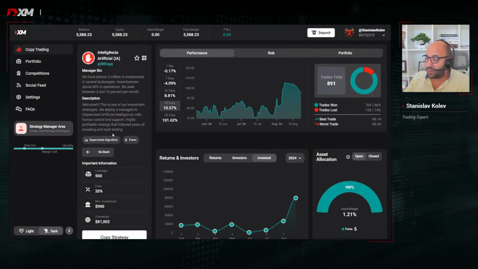Let's see what it is all about. We have almost 3 million in investments in several brokerages. Assertiveness above 80% in operation. We seek between 3 and 10% per month. Welcome. This is one of our investment strategies. We deploy and manage artificial intelligence, supervised artificial intelligence. Whether you call it AI or just expert advisor, I think it's more or less the same thing. Or maybe here is real AI, I doubt it. But with human control and support, highly profitable strategy that followed years of tweaking and back testing.